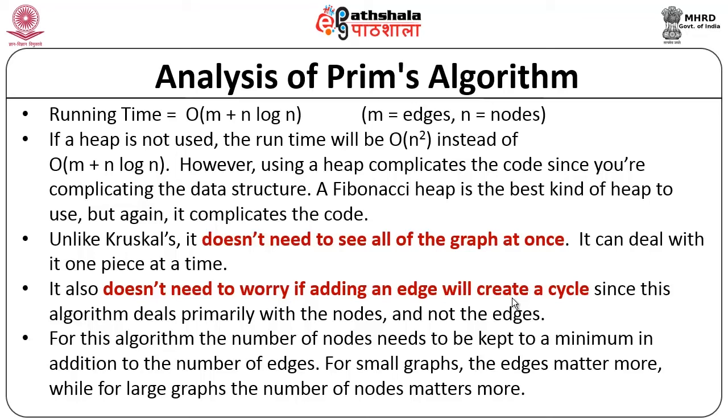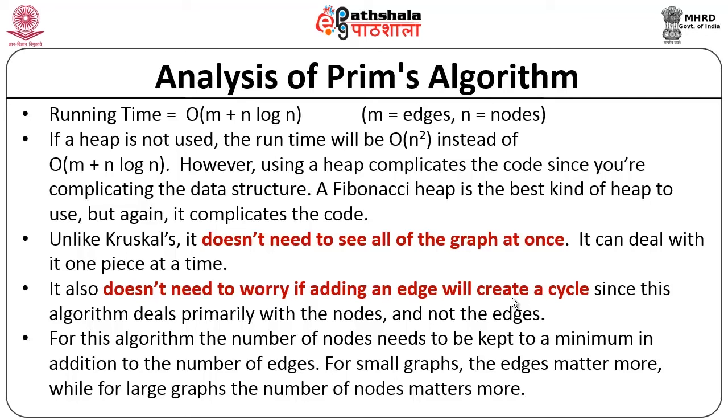You have selected a node, you look at all the edges connecting that node, and it does not need to worry if adding an edge will create a cycle, since this algorithm deals primarily with nodes and not edges. For this algorithm, the number of nodes needs to be kept to a minimum in addition to the number of edges. For small graphs, the edges matter more, while for large graphs the number of nodes matters more.